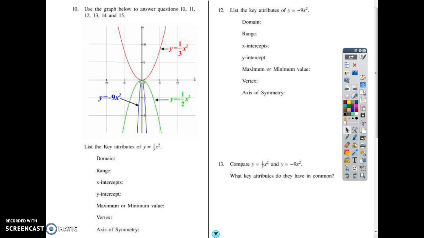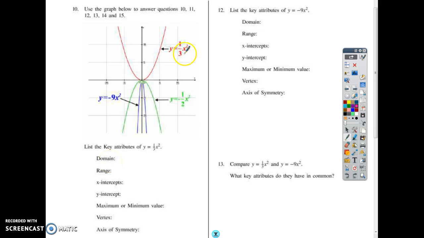Okay, so we're going to use this graph for the next 1, 2, 3, 4, 5, 6 questions. The first one says list the key attributes for y equals 1/3 x squared. So we're talking about the red one. In your paper it's not red, but in mine it is. So make sure we're looking at the top one, not the bottom one, or this little tiny one.